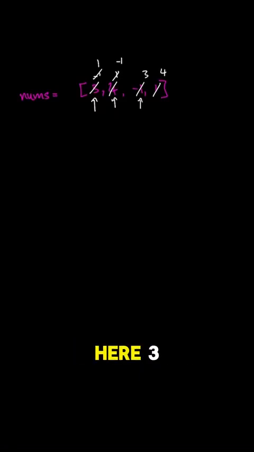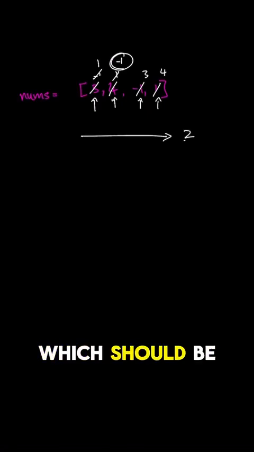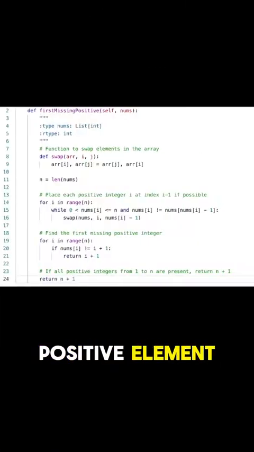We move on to here, 3, this is the correct element. We can move on, 4 accordingly. And finally, once we get to the end, we just loop through the array one time and we just check which one is not in its correct spot, and that's -1, which should be 2. So that's the first missing positive element, and this is the code.